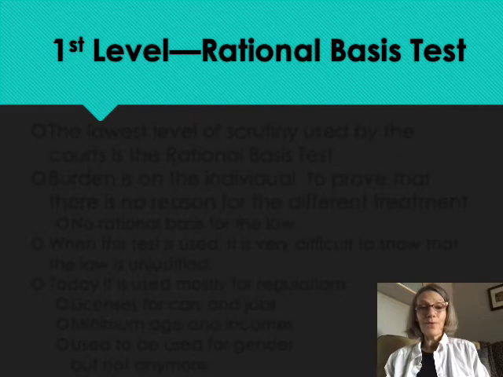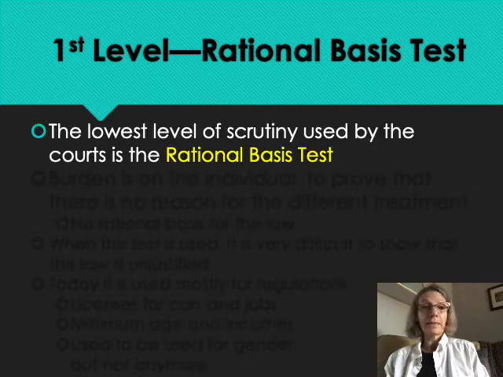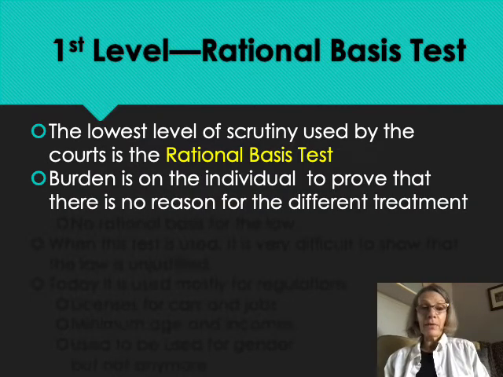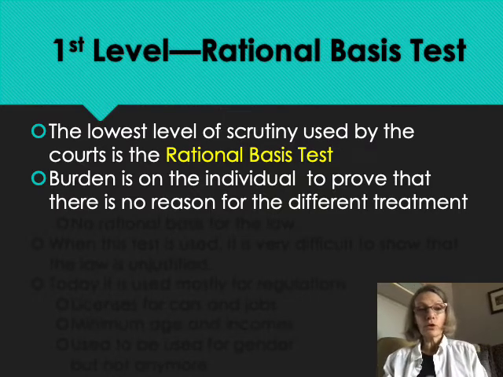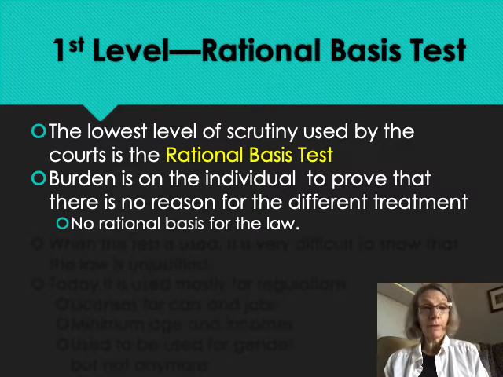Okay, so let's talk about the first, or the lowest level of test that the Supreme Court uses when it comes to different treatment, and it's known as the rational basis test. This, as I stated, is the lowest level of scrutiny used by the courts. If there is a law in place that treats people differently and the rational basis test is used, the burden is on the individual who feels like they're being discriminated against to prove that there's no reason for this different treatment. In other words, there's no rational basis for this law.